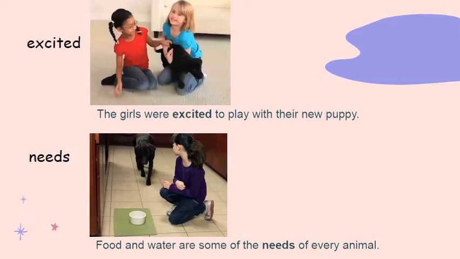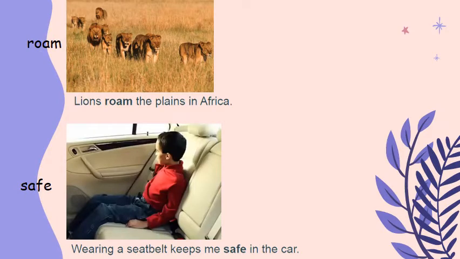Now we have the word needs. Needs means things one must have, okay? Are the things that we need, must have. Food and water are some of the needs of every animal, right? Okay. Now we have the word roam. Roam means to wander, or to move freely. Lions roam the plains in Africa. Okay? Lions move or wander the plains in Africa.